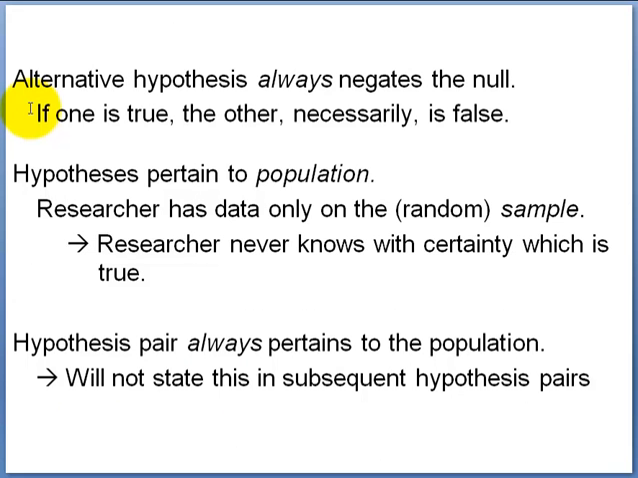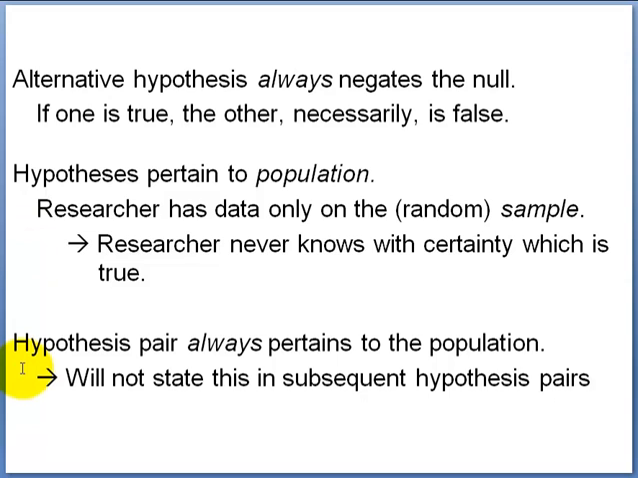The alternative hypothesis, as just mentioned, always negates the null. So if one hypothesis is true, the other necessarily is false. If the null is true, the alternative, by definition, is false. Hypotheses pertain to the population. The researcher has data only on the sample. The researcher never knows with certainty which hypothesis is true.